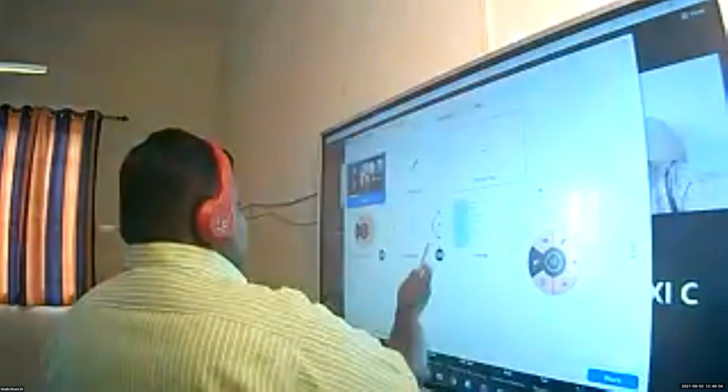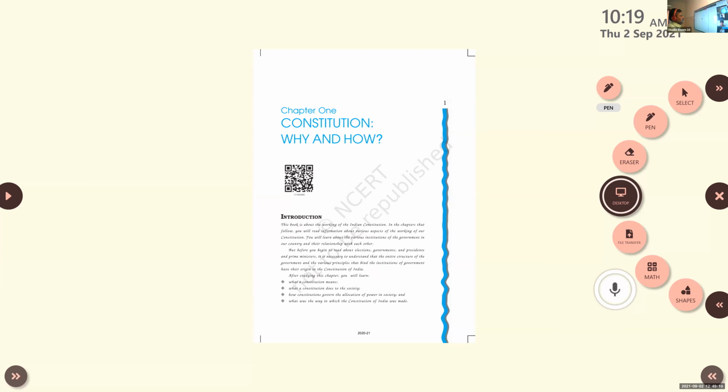So you can see the textbook here on the board. I think the screen size is okay for you; if you want, I will increase it. Is it okay? Fine. In this chapter we already discussed the Indian Constitution, why we need it, and how it was formed.